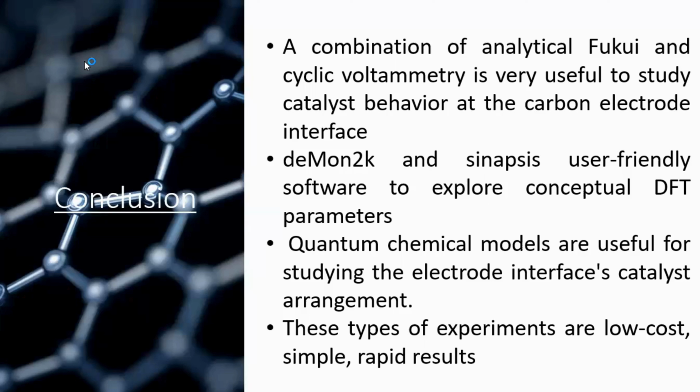So even a simple computer with an i5 processor can compute this kind of calculation, and these are economical. In this way, one can understand, when they perform the experiment, how the catalyst may be present at the electrode interface and how it mediates the electron transfer process. They can know it very easily.